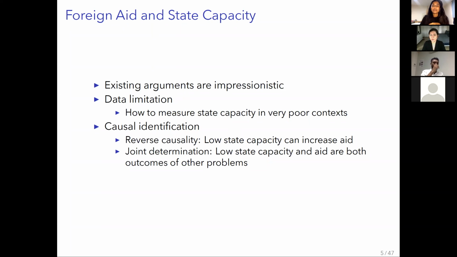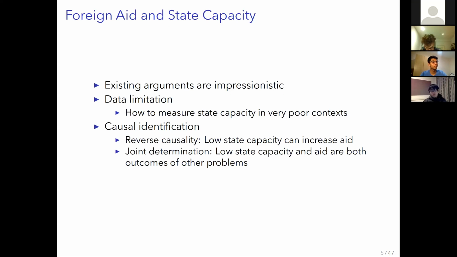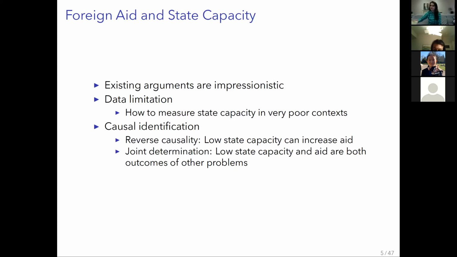But in the very, very poor context, this is not the most relevant measure. Another issue is just identification, right? Like, how does causality work? If we look at the cross-country data, you will see that state capacity is lower in places that get more foreign aid. But does that mean that foreign aid is reducing state capacity, or that foreign aid goes to places with low state capacity? We don't know which way the causality goes, right?